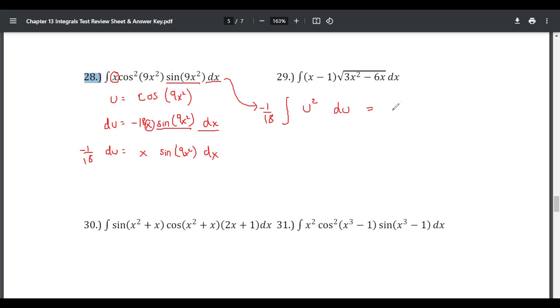Let me see. So do you get something like negative u cubed over 54 plus c? Okay. Check the calculations, and once you put the u back, make sure you put the u correctly. So it's negative cosine cubed of 9x squared over 54 plus c. Okay, how about that?